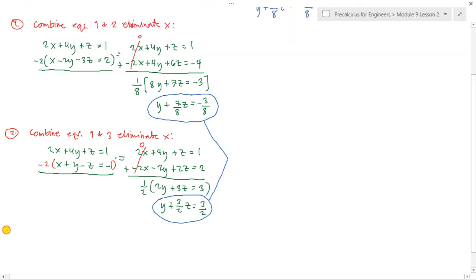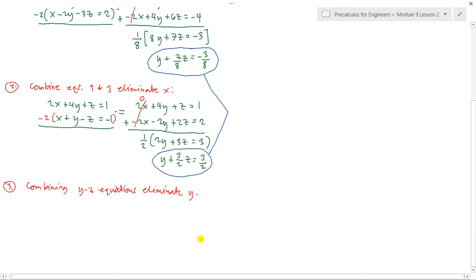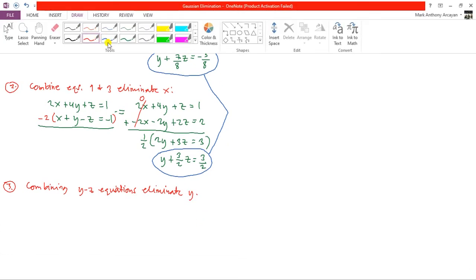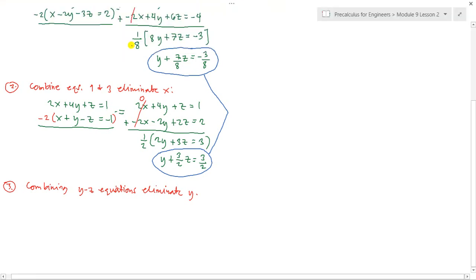So, combining y and z equations, and we're going to eliminate y. So, atong tatakon si y. So, let's do this. First is we have y plus 7 over 8 z is equal to negative 3 over 8. The second one is y plus 3/2 z is equal to 3/2.